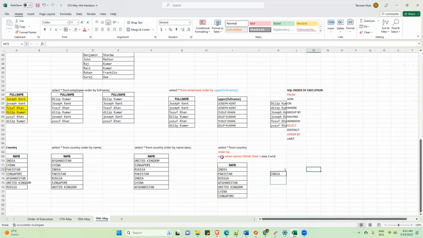Yes, sir. Okay, it is very simple. When name is equal to India, then 1, it means create a bucket with the name 1, and within that bucket, please place India. That I have done. After that, okay, I will not proceed further. Any questions so far?